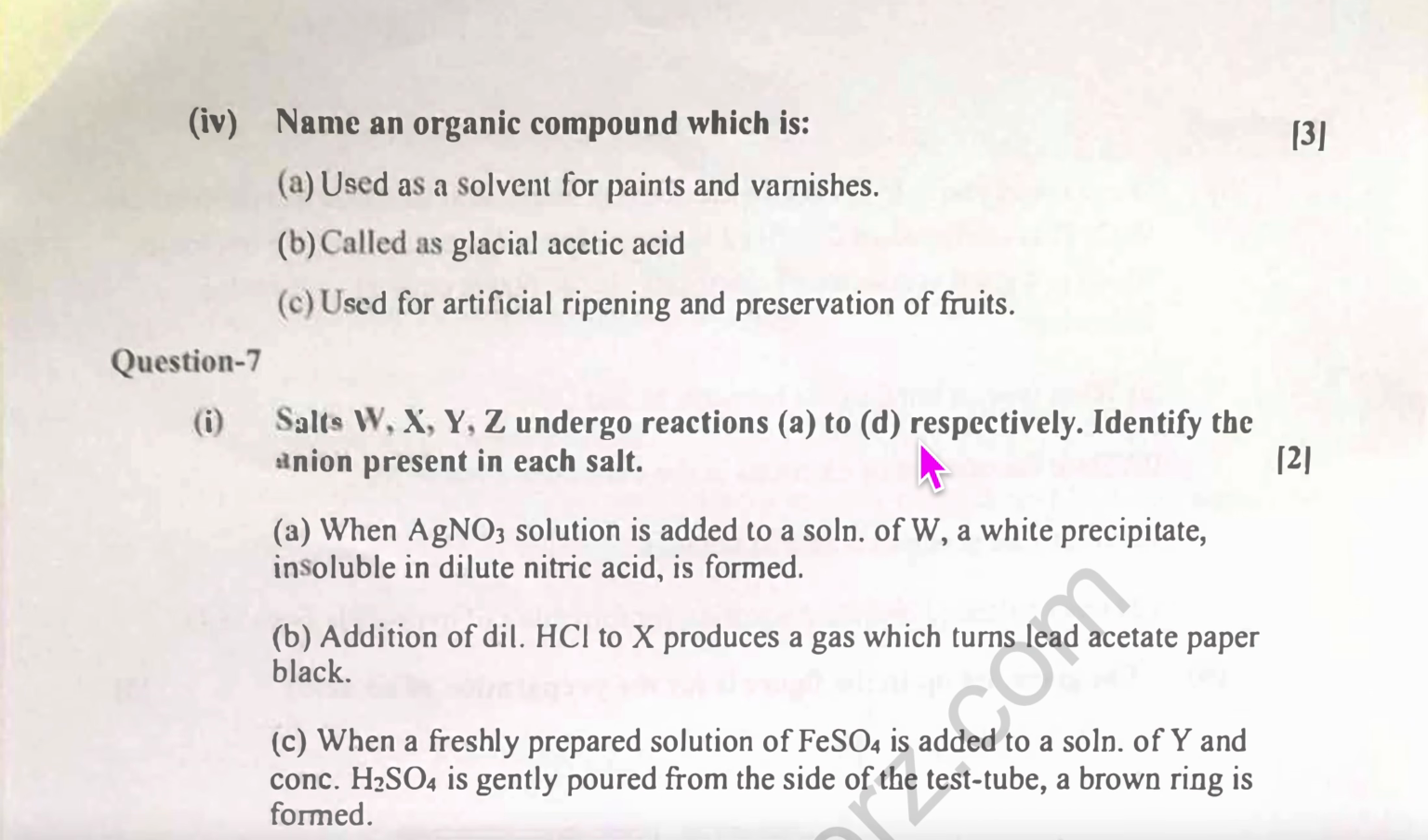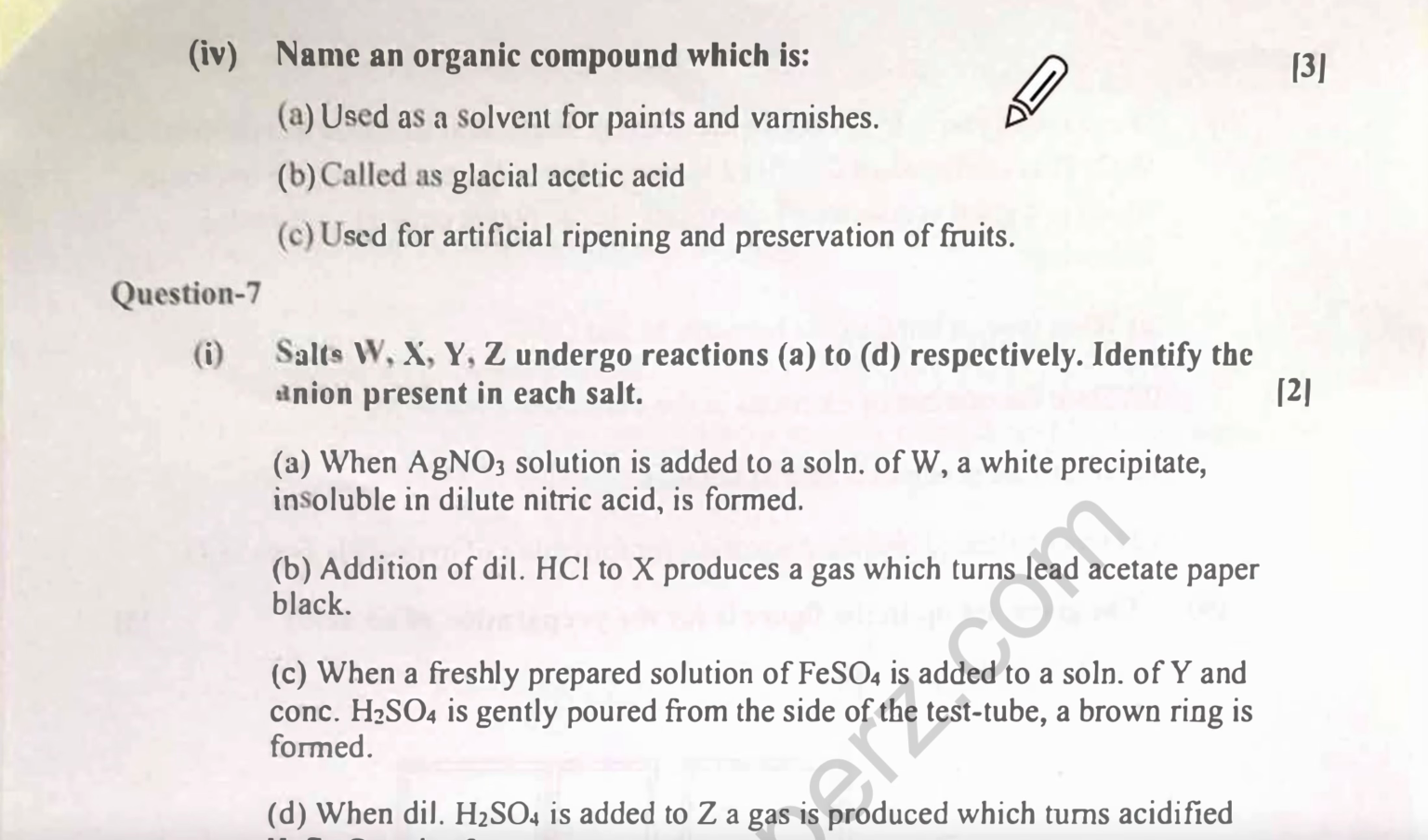Okay. Name the organic compound which is used as the solvent for paints and varnishes: alcohol, ethanol, methanol. Quickly check. Would I write alcohol? Would I write methanol? Would I write ethanol? Found it? Ethanol.